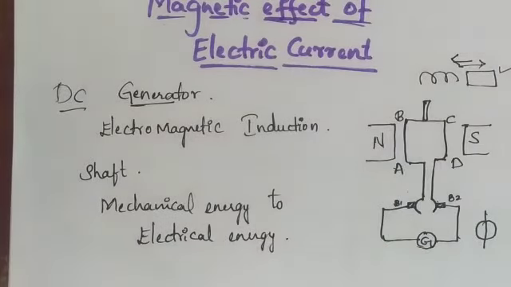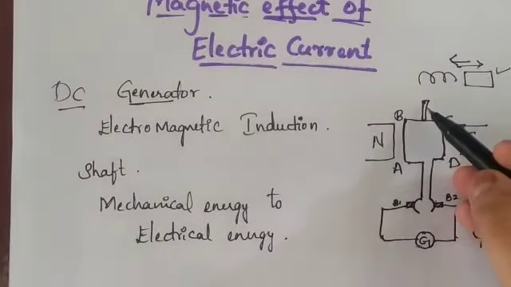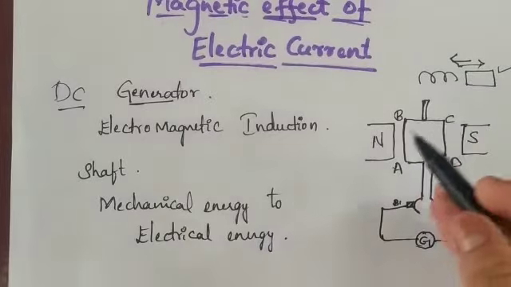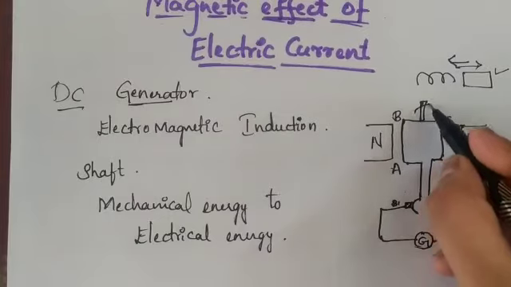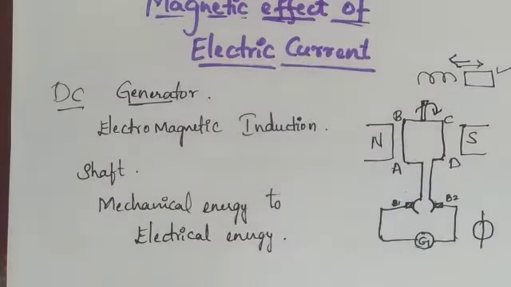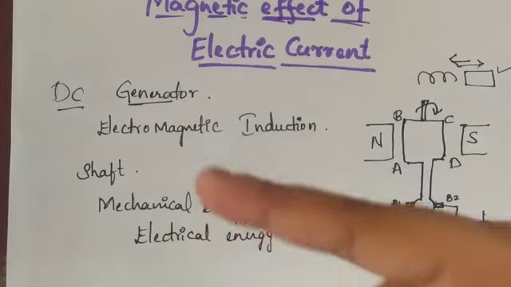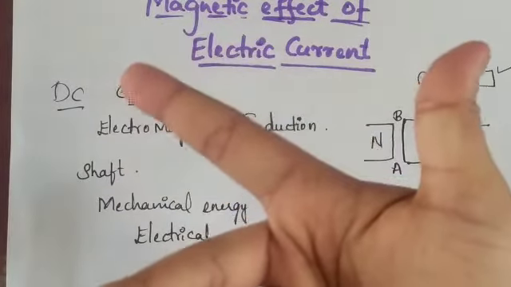Now we have to see how the mechanical energy is converted into electrical energy. See here, this is the shaft. We are going to rotate this shaft in a clockwise direction. To understand this, we are going to use Fleming's right hand rule. Before that, we have to know what Fleming's right hand rule is. Let us do the revision here. This is the right hand rule.